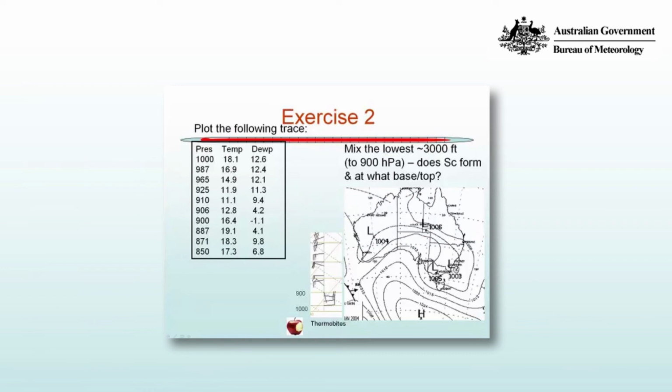So how did you go? You can see why we might specify 900 hectopascals as the depth of our mixing layer, or the top of our mixing layer, by looking at the wind profile. You can see how the winds above 900 hectopascals shift from easterly to westerly.